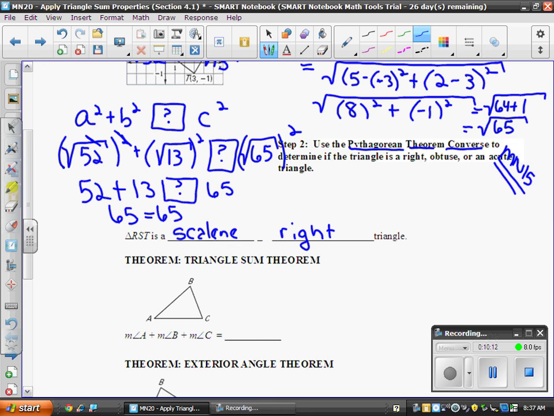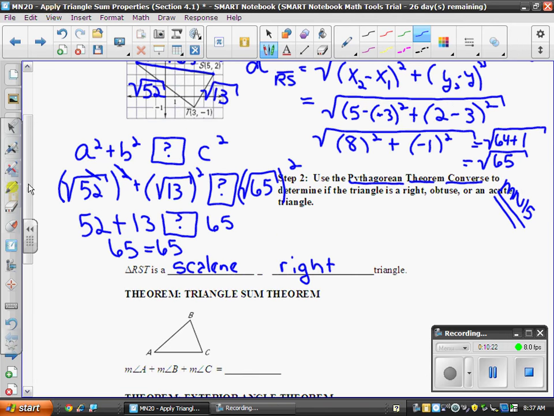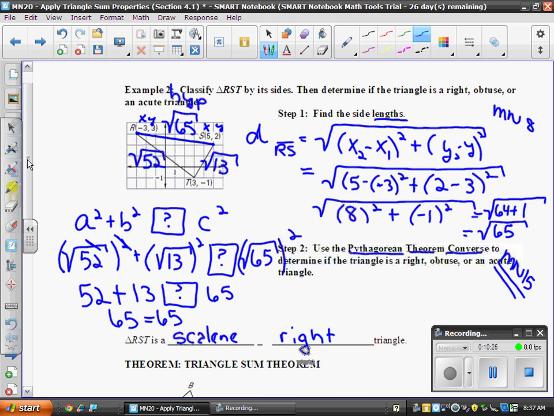If it were less than, it would be an obtuse triangle. And again, if you need a review of that, it's MN15. Coming down here, just to take a step back, this is a big problem.